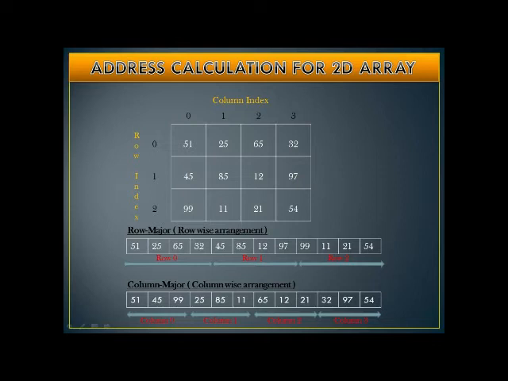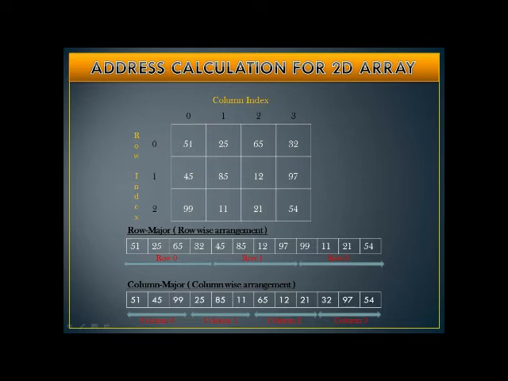It can be arranged in a row wise manner, which is called row major. It can be arranged in a column wise manner, which is called column major. You can see over here the column major contains the first column at the beginning, then the second column, third column and then the last column. So this is how the arrangement of the rows or the columns is done.